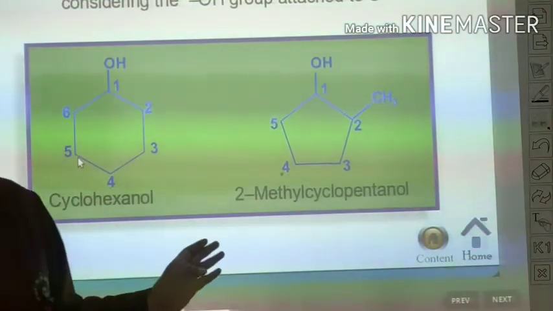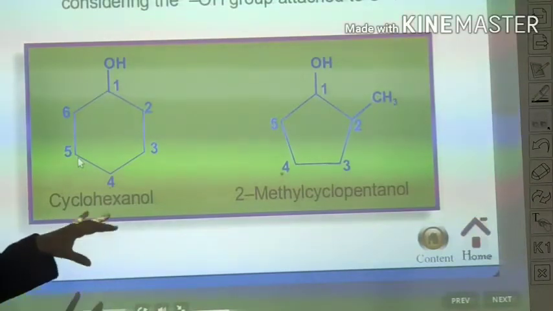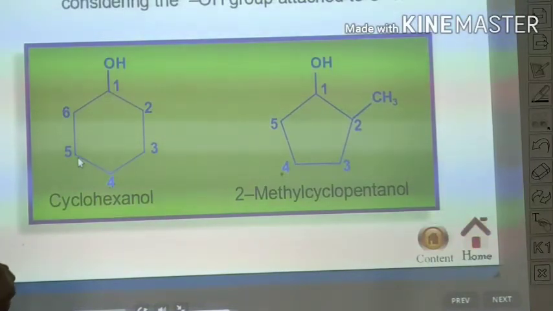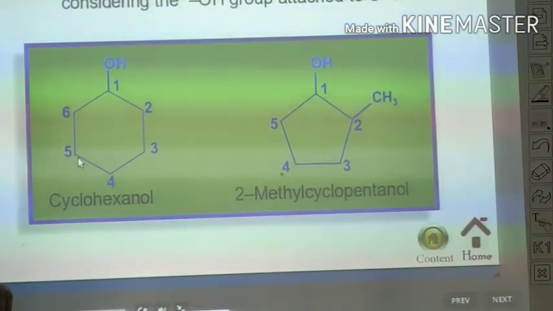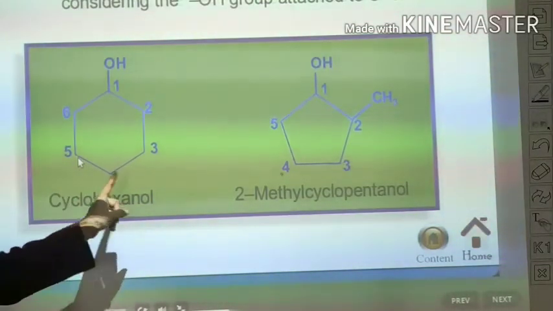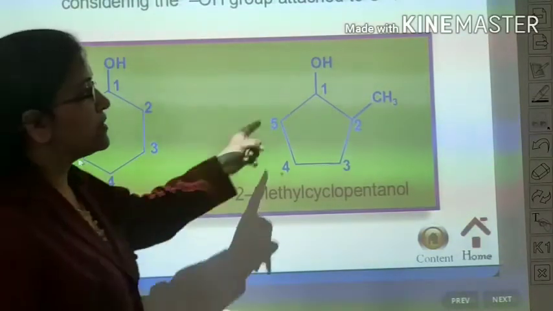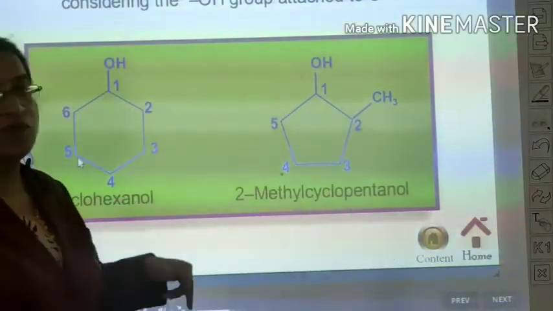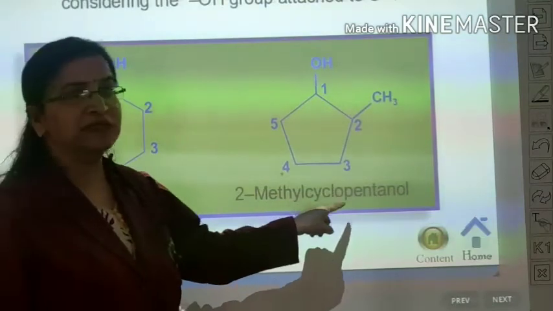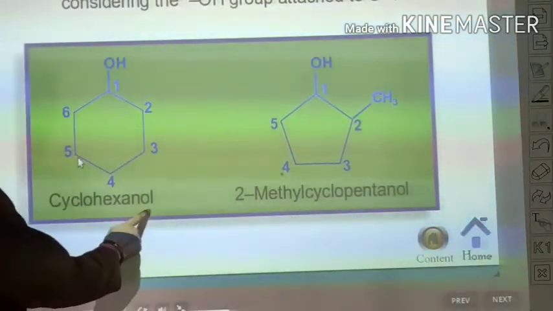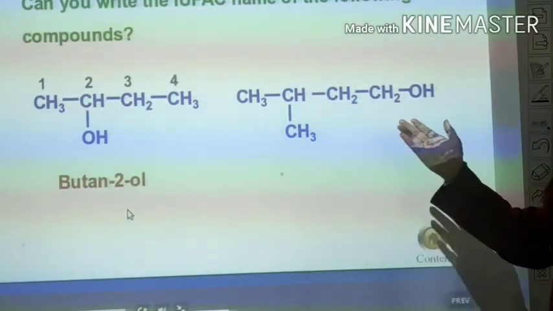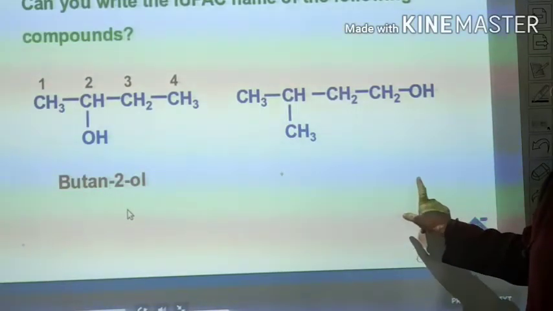Now some cyclic compounds. So this is a cyclic compound. In this cycle, how many carbons are present? Six. But it is present in the form of a closed ring. So it is named as cyclohexane. But the OH group is attached at first position. So the name is cyclohexanol. Here with OH, one side chain is also present. So we give a position to that side chain also. Now the name is 2-methylcyclopentanol. Now you will try to write the IUPAC name of the given compound.